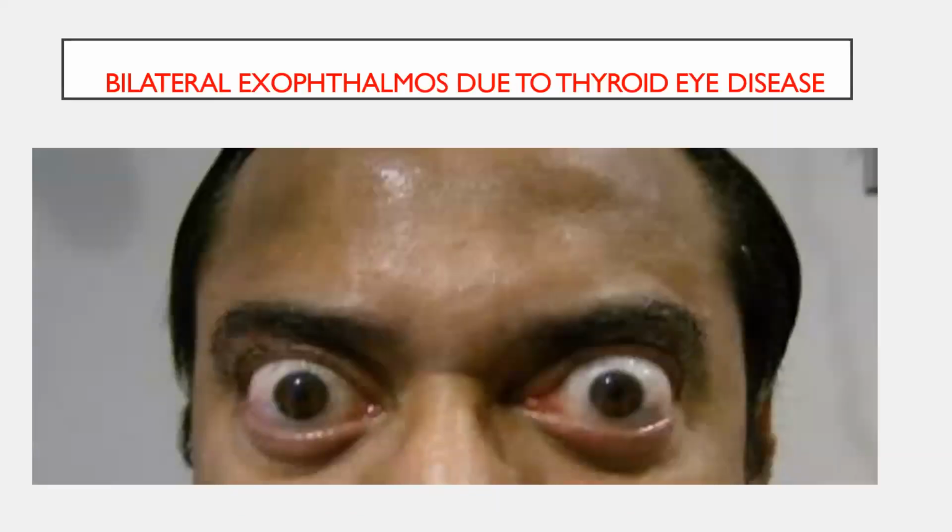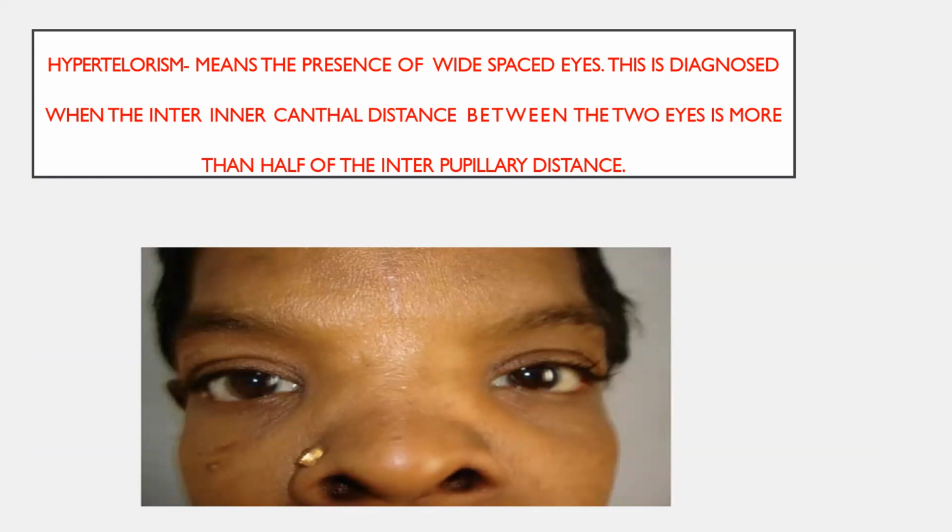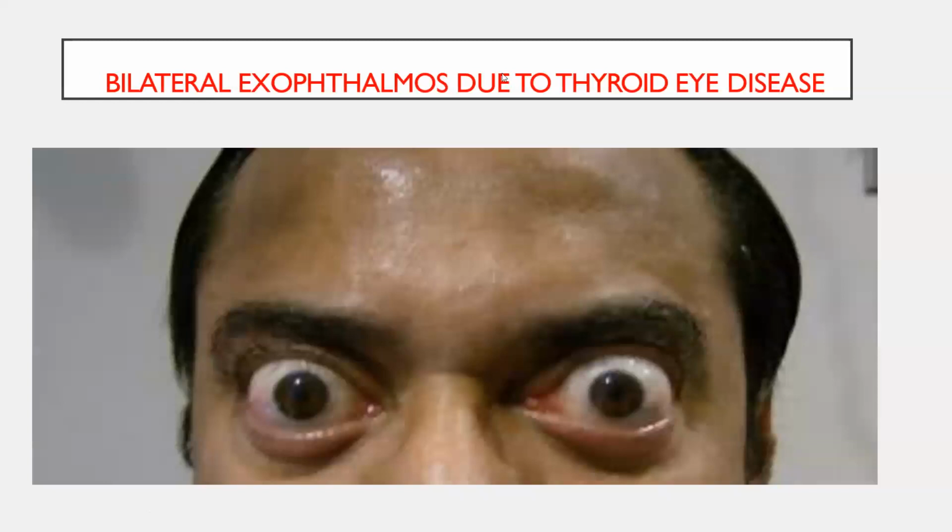First you measure the interpupillary distance and take 50%. Then you measure the intercanthal distance. If the intercanthal distance is more than 50% of the interpupillary distance, you can label it as hypertelorism. This can be seen in multiple syndromes like craniosynostosis. Next. All of you know that bilateral or unilateral exophthalmos with a staring look and various eye signs, you might be knowing, will help you to diagnose hyperthyroidism.